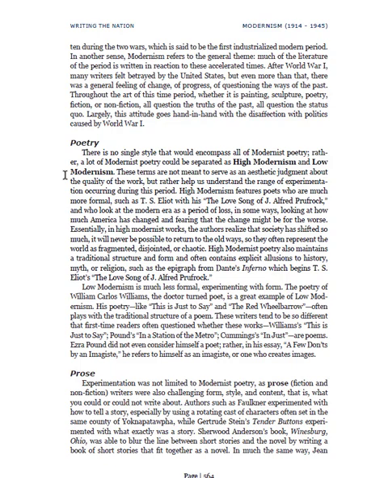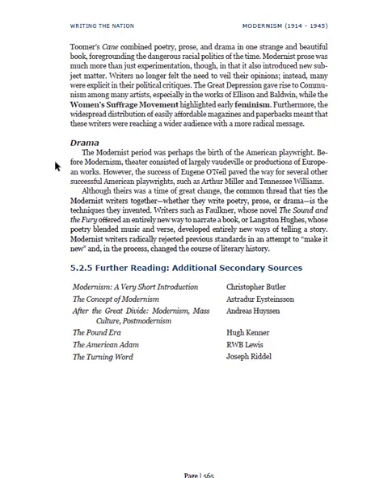Sherwood Anderson's book Winesburg, Ohio, was able to blur the line between short stories and the novel by writing a book of short stories that fit together as a novel. In much the same way, Jean Toomer's Cane combined poetry, prose, and drama in one strange and beautiful book, confronting the dangerous racial politics of the time.